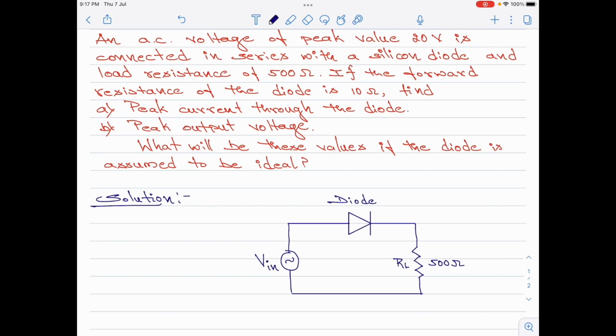Coming back to the question, note that the AC voltage has a peak value of 20 volts. So, let me now very quickly draw the sinusoidal voltage for this configuration. Right. The first diagram here, which is to the left, is the input voltage waveform, and the second one, that is to the right, is the circuit for the given configuration. The output voltage appears across the load resistance RL.